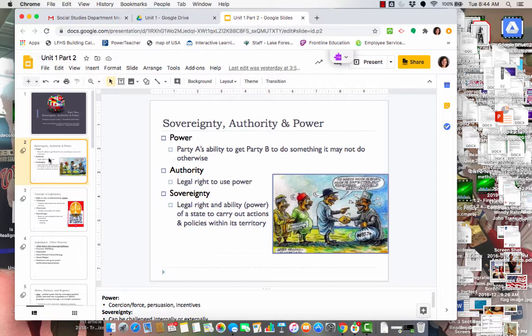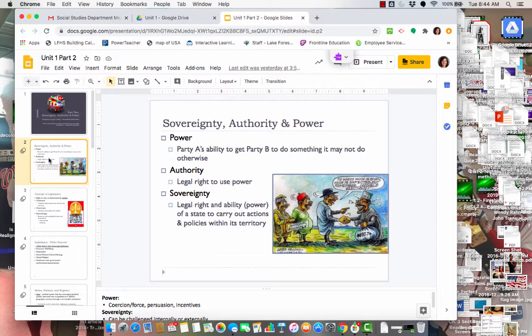Right? Authority is a little different from power. It is the legal right to use power. So, like the military has the legal right to use power. Police have the legal right to use power. Politicians have the legal right to use power.